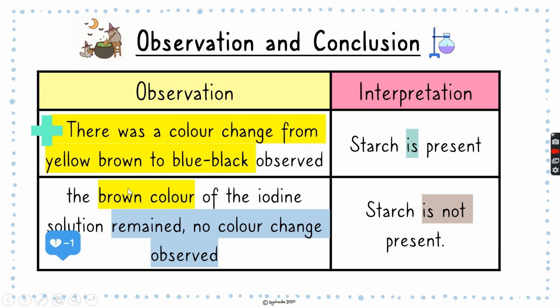So if you get a negative test, you will see that the brown color of the iodine solution remained and there's no color change observed. This is when you have starch being not present. So this is also an interpretation from the observation that you see.